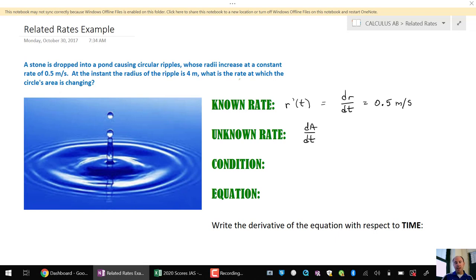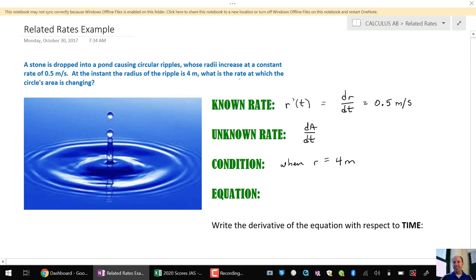Now the condition, that's again this freeze frame moment. If I could just pause this animation and stop time at the moment when the radius of the circle is 4 meters. So when r equals 4 meters, that would be the condition where we want to pause this situation that is changing. And then finally, we need some sort of equation that will relate these variables.